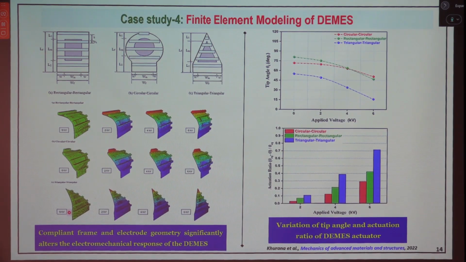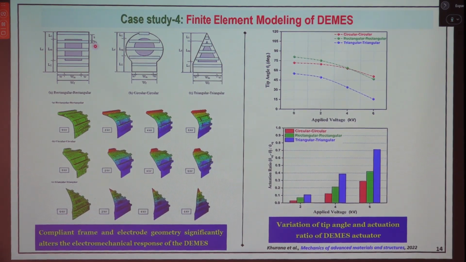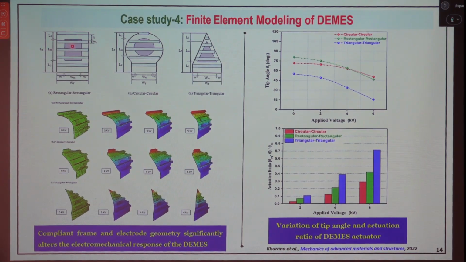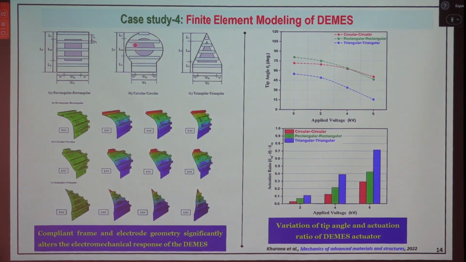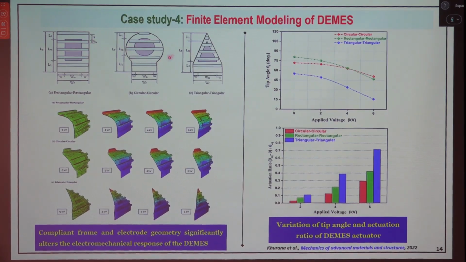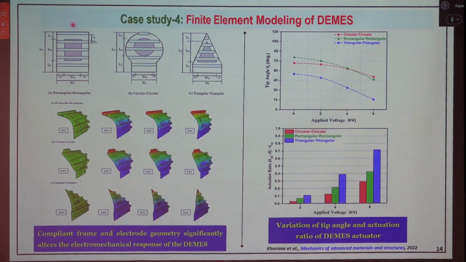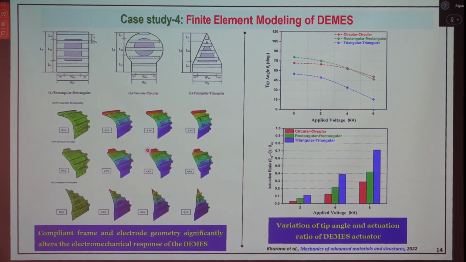As a case study, we have considered three different shapes of the DMS actuator: circular, triangular, and rectangular. In the rectangular one, we can have a rectangular electrode, a circular electrode and a triangular electrode. So there are three cases here, three cases here, and three cases here. In some cases the frame and the electrode shape change, and in this particular case only the electrode shape we can vary. So 9 different cases we have studied with the help of finite element.